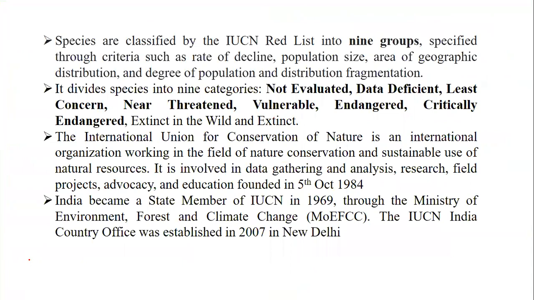So the species are classified into 9 groups, depending upon their rate of decline, size, geographical distribution, and population. These categories are: not evaluated, data deficient, least concern, near threatened, vulnerable, endangered, critically endangered, extinct in the wild, and extinct.